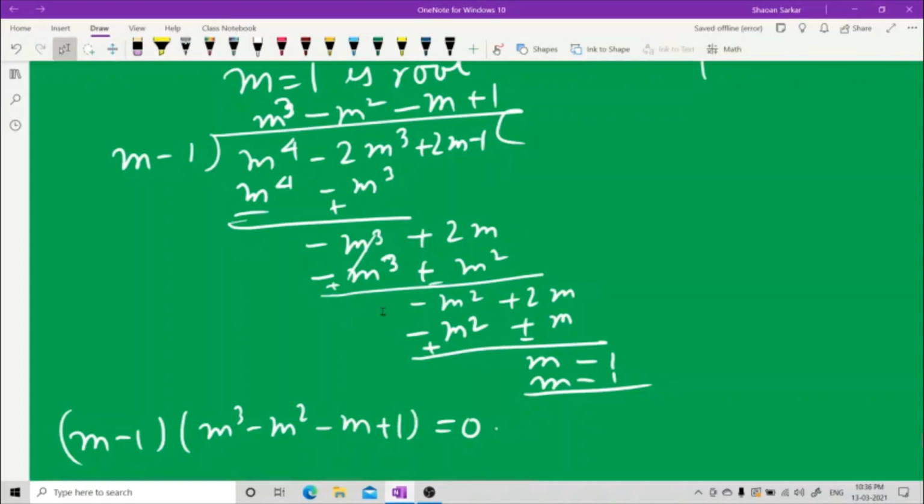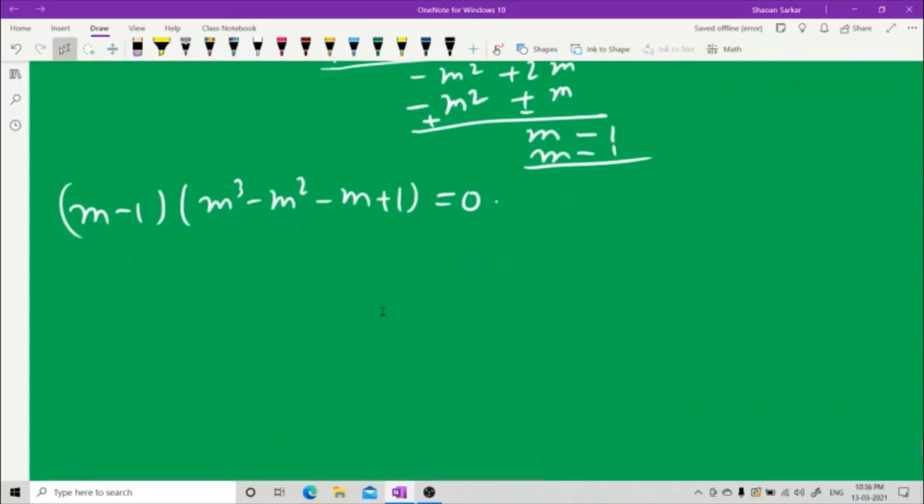Now you can use this method also. The method I told you: the sum of the roots, the remaining roots of this equation.